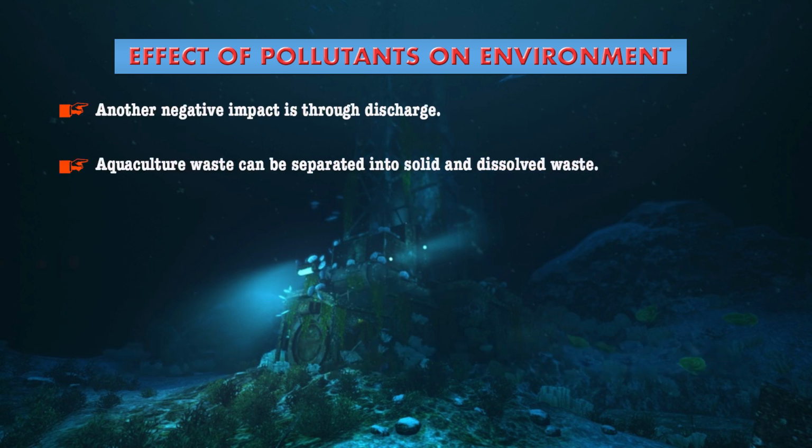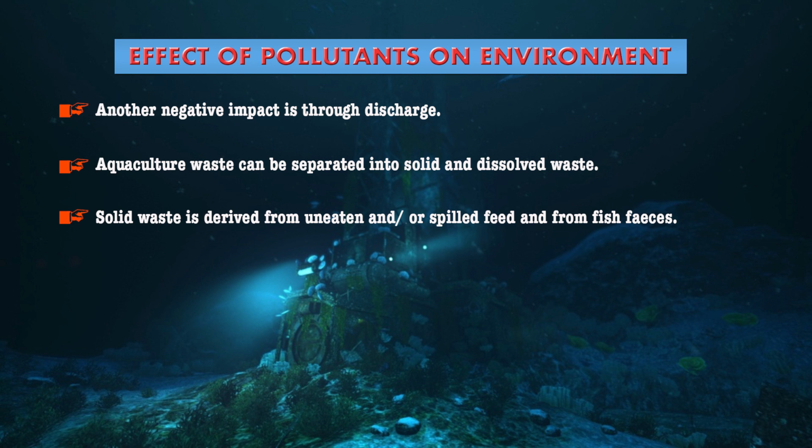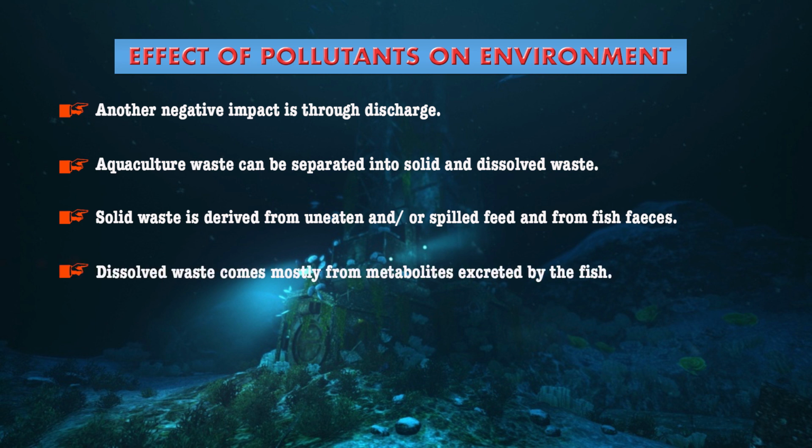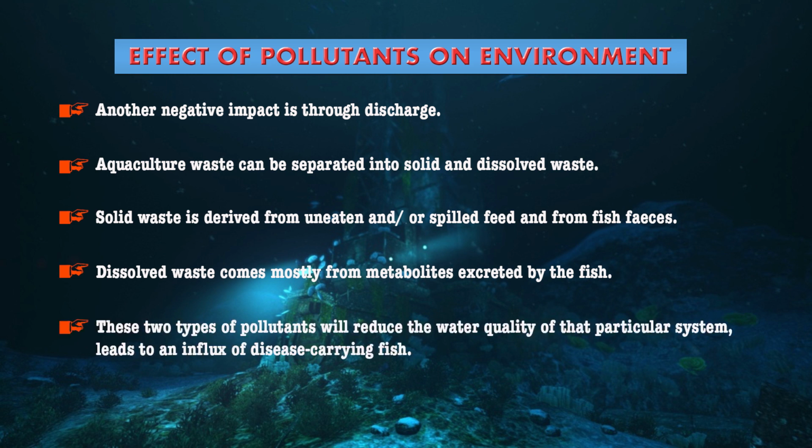Another negative impact is through discharge. The aquaculture waste can be separated into solid waste and dissolved waste. The solid waste is derived from the uneaten food or the spilled feed that is given to the fishes. And dissolved waste comes from the metabolites excreted by the fish. So these two types of pollution will also harm and reduce the water quality of that particular system, whether it is a pond, lake, or the open waters, and it will lead to an influx of disease-carrying fishes.